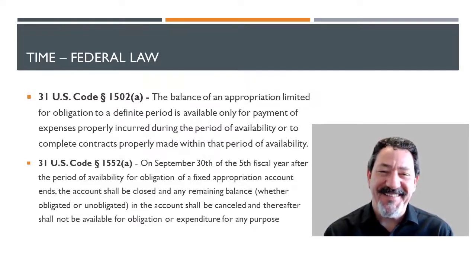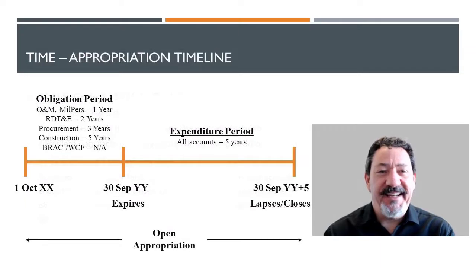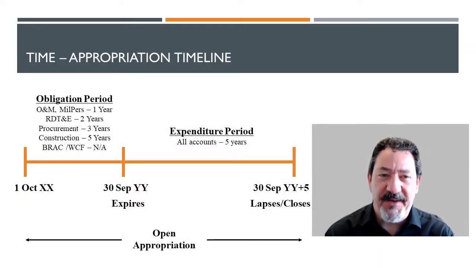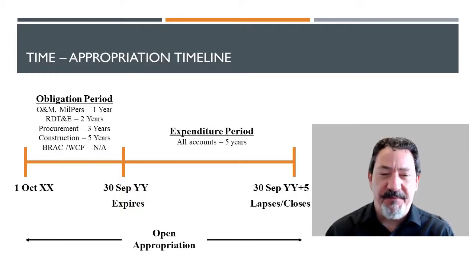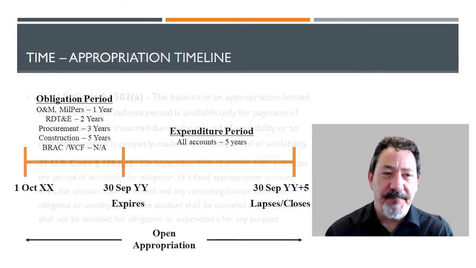So to put this in simpler language, if you refer back to our first video, we showed a timeline. And that timeline had an obligation period and an expenditure period. And what this law is saying is for an obligation to be valid, it must occur during the obligation period of the appropriation. And so if it's a one-year appropriation, it has to occur before the 30th of September, the end of that current fiscal year. If it's a three-year appropriation, you have 3 years during which to enter into new obligations.